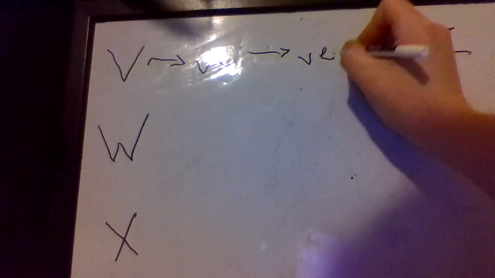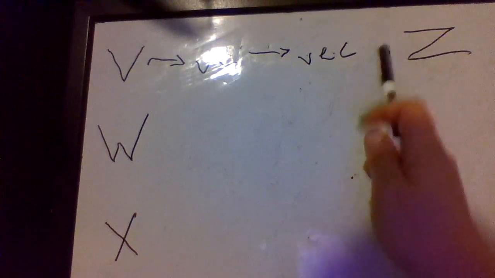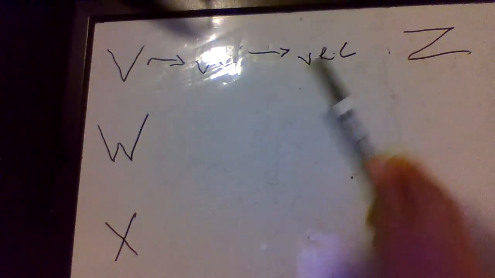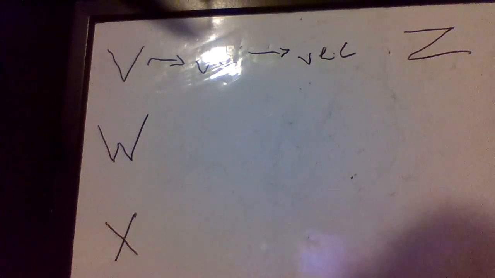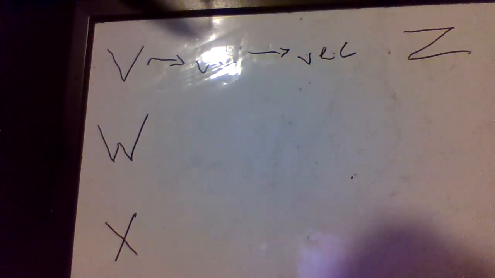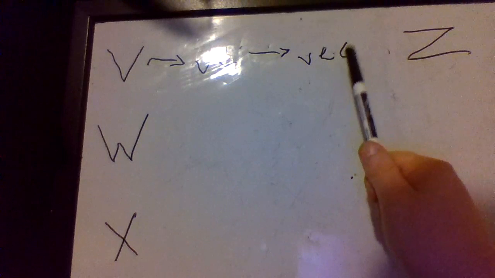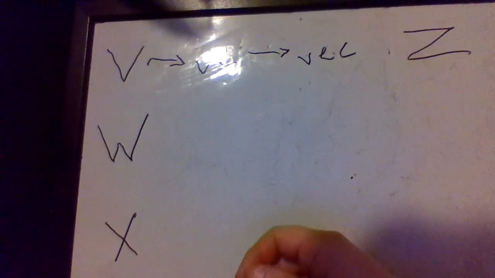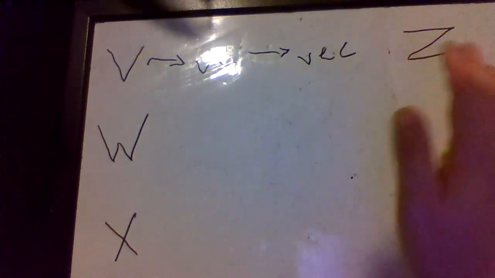Now we're going to add a C. From the earlier video, we can remember the C makes the K sound. K, K, K. So we got V, E, K. Vec. Now, by itself, that's not really a word, but if we add the ending to it, vector, and you'll learn about vectors way later in math. But vec.